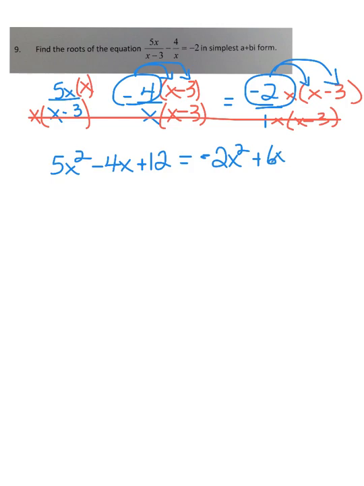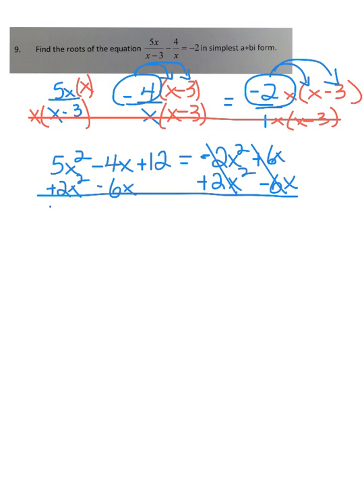All right, so now I look at this and I say, well, I've got a quadratic equation because my highest exponent is a 2. So I want to get everything to one side and set it equal to 0, because simplest a plus bi form tells me I have to do quadratic formula. And I can only do quadratic formula when my equation is set equal to 0. So I'm going to take everything on the right and move it over to the left side, so that I can get this set equal to 0. All right, so I've got 7x squared minus 10x plus 12 equals 0.